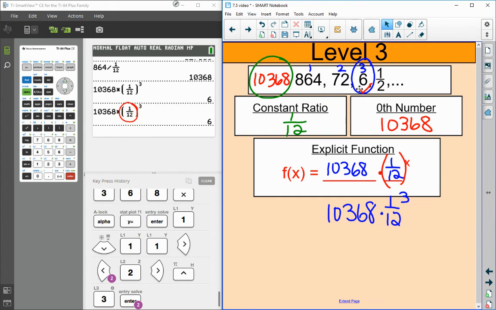Okay, so that is it. Hopefully you were able to get an understanding of explicit function, which is the last formula that we are learning in this unit.